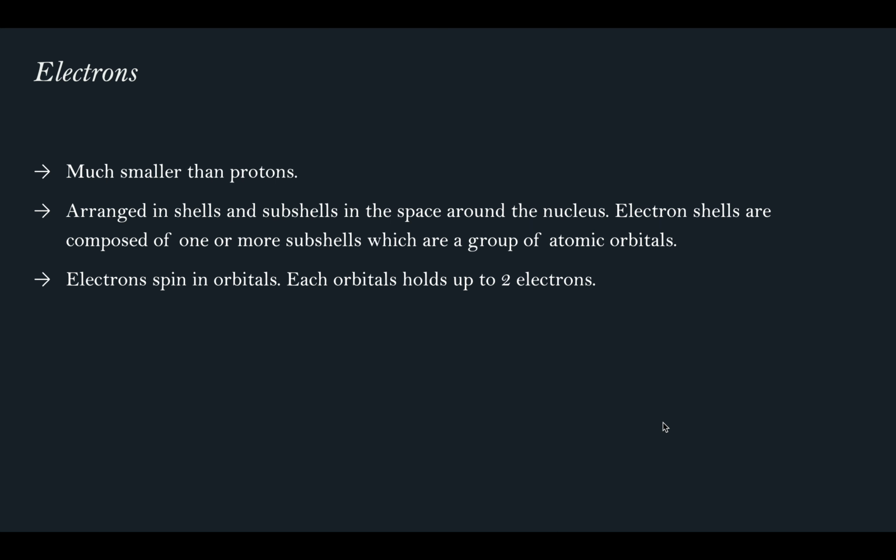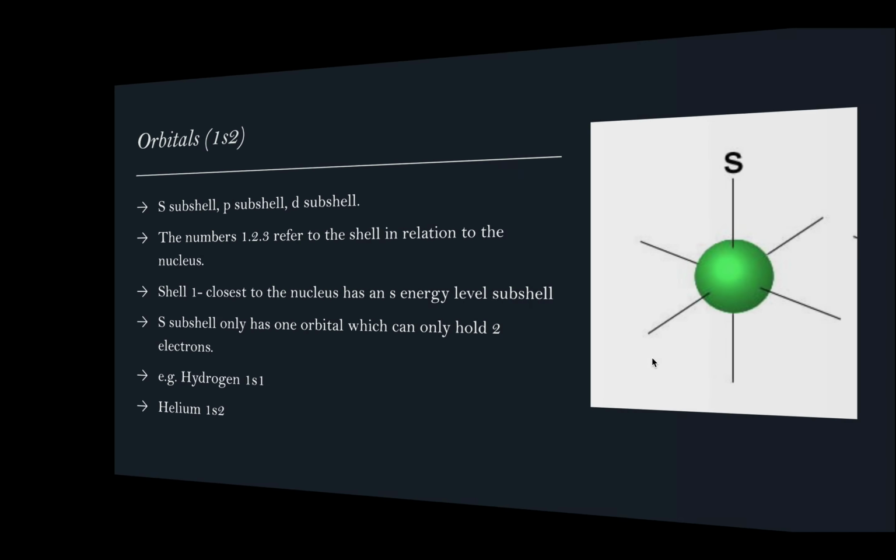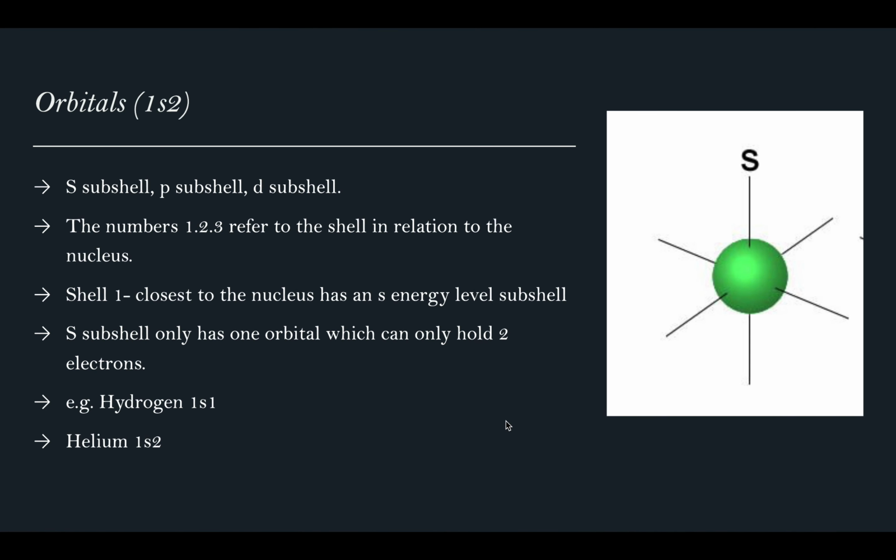Now, electrons are arranged in shells, which refers to the space where electrons are more likely to be found. And these shells are composed of one or more subshells, which are groups of atomic orbitals. Each individual orbital can hold up to 2 electrons. So we have an s subshell, p subshell, and d subshell. So the first shell, which we'd call 1, closest to the nucleus, has an s energy level subshell. The s subshell only has 1 orbital, which can hold 2 electrons.